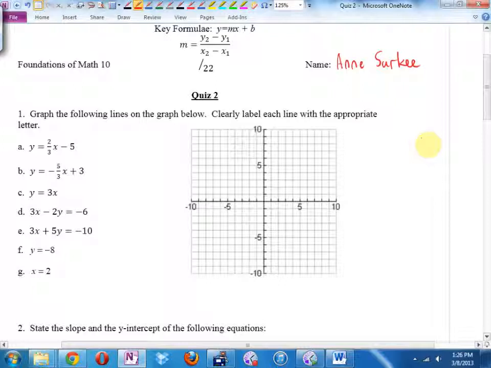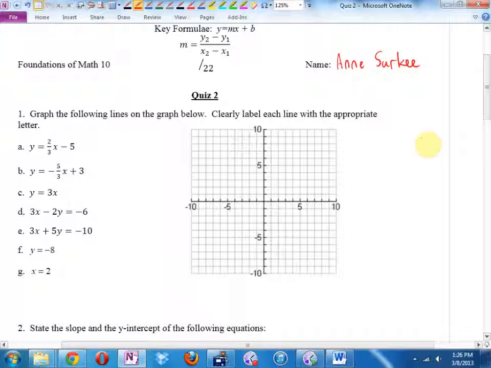Graph the following lines. Line A, B, and C are all going to be in slope-intercept form. I'll be able to graph those showing no work. Line F and line G I've memorized, because those are the weird ones where you're missing an X or a Y, and I said these are worth memorizing. I'll graph those showing no work. I'm going to have to show a little bit of work, I think, for D and E. I'm going to have to rewrite stuff.